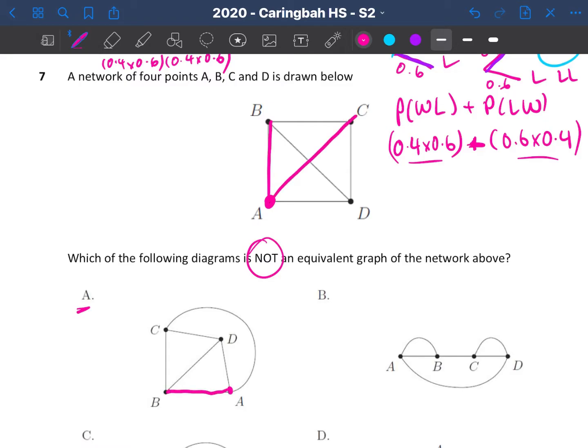This A also connects to C. Yep, that happens there. This A connects with D. Yep. This C connects with D. Yep. And this B connects with C. Yep. And B connects with D. Beautiful. Okay, so it's definitely not A.